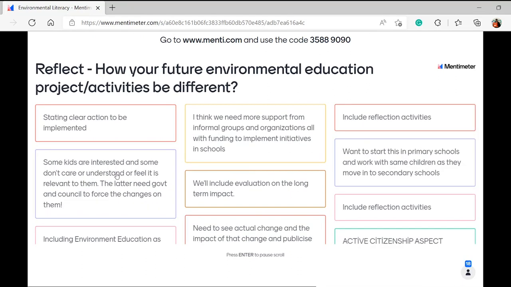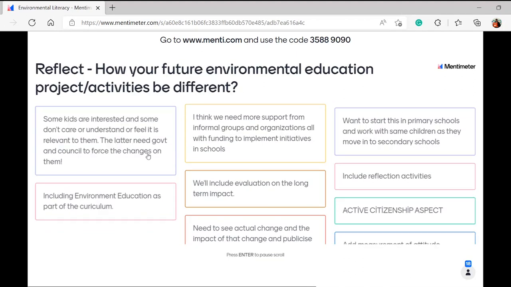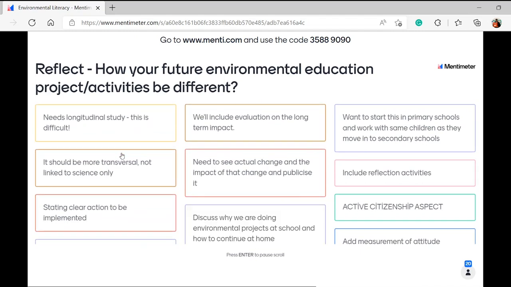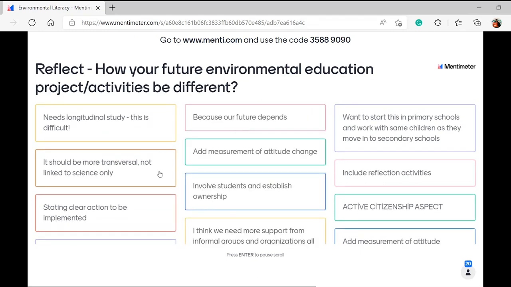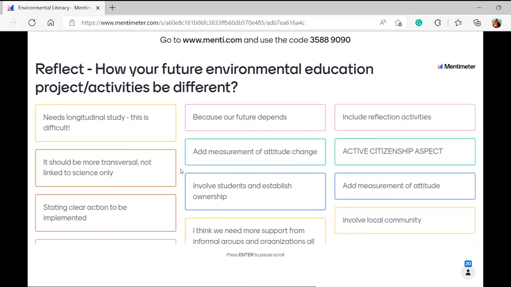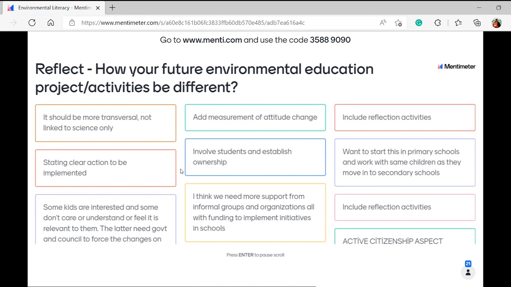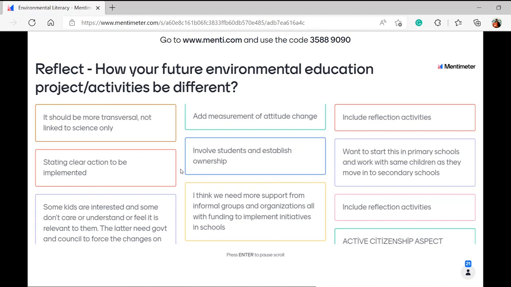Some kids are interested and some don't care, or don't understand or feel it is relevant to them. The latter need government and contract. This is also the society. So many people think they are relevant. So we have to think and understand why they feel that things are not relevant. And then the project would be to make things relevant and help them understand. And that's what the engagement is all about.